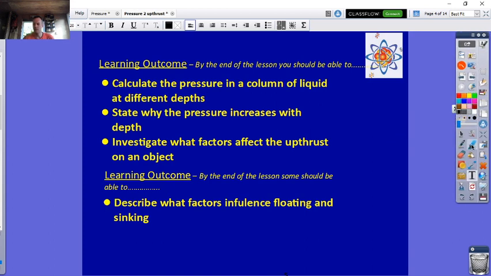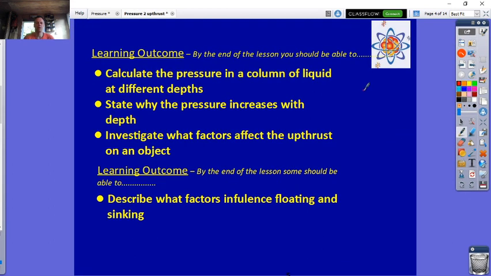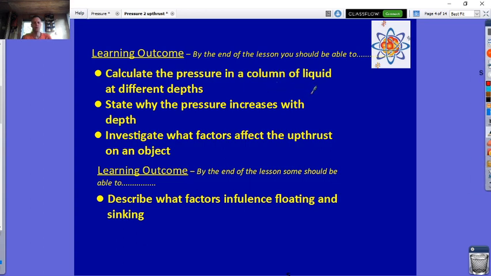What we've done in the previous video is we've calculated the pressure in a column of liquid at different depths. We state why the pressure increases with depth. If you remember correctly, we had the equation: pressure equals h, which is the height, multiplied by gravity, multiplied by the density, which is rho. Therefore, if you've got more liquid above you, you've got greater weight. Therefore, the pressure is going to increase because pressure is force divided by area.